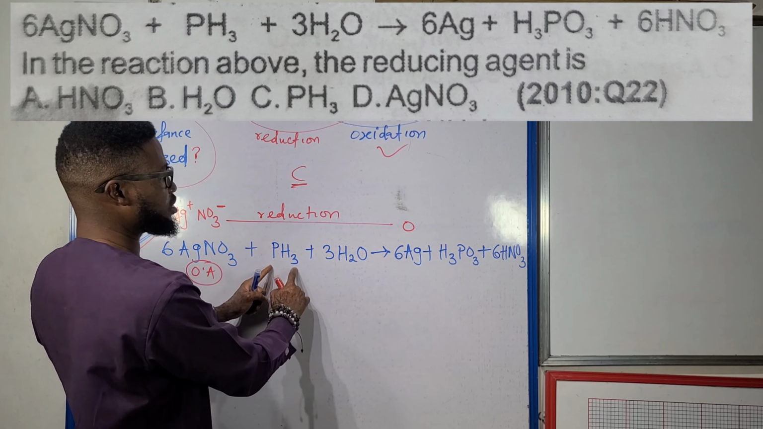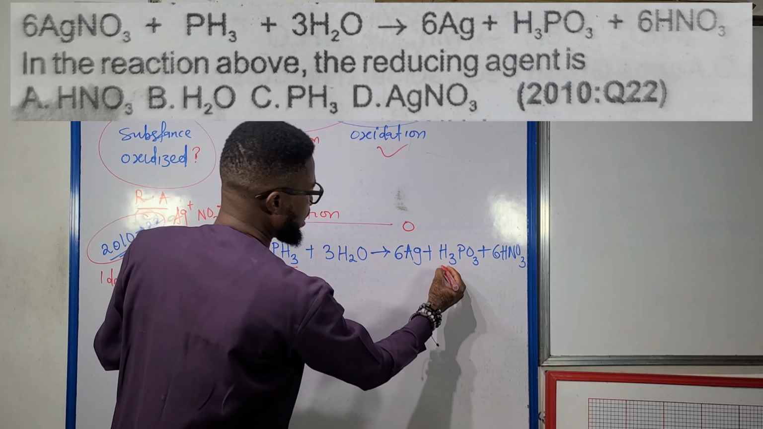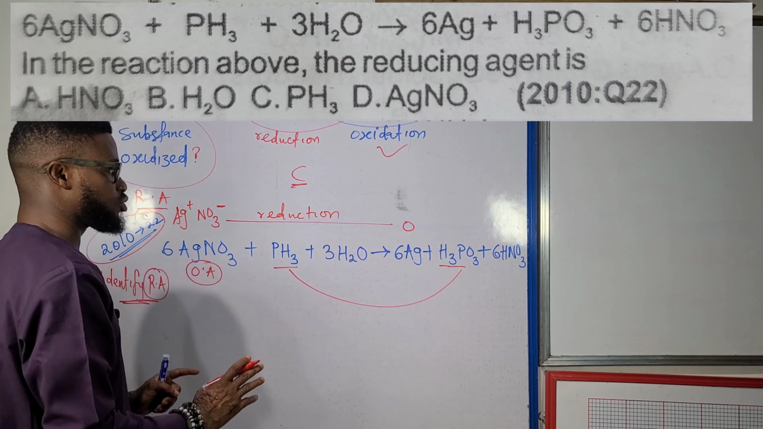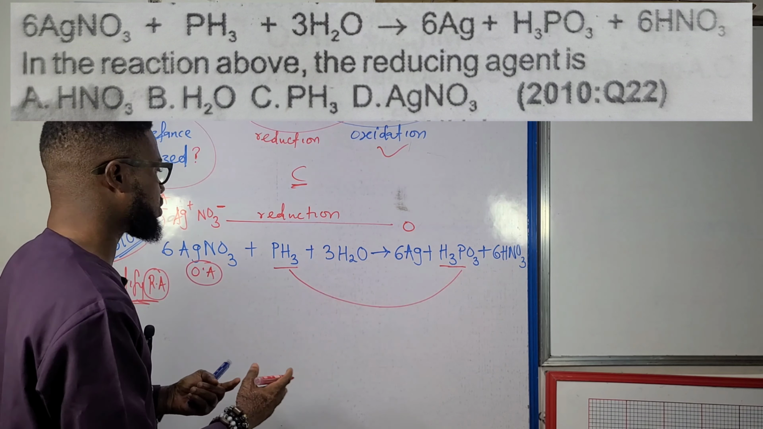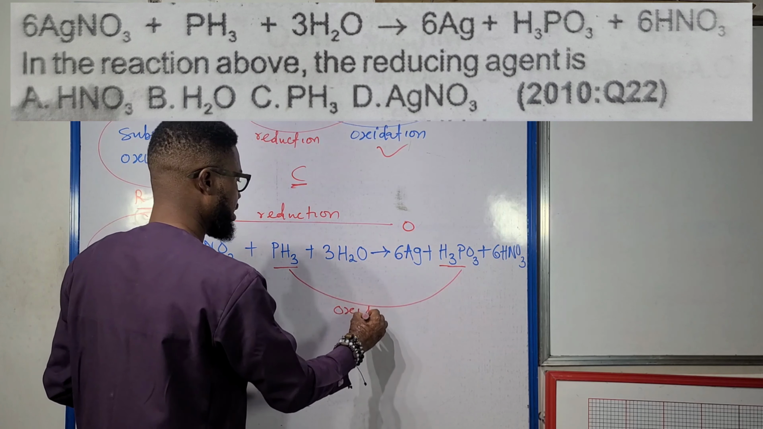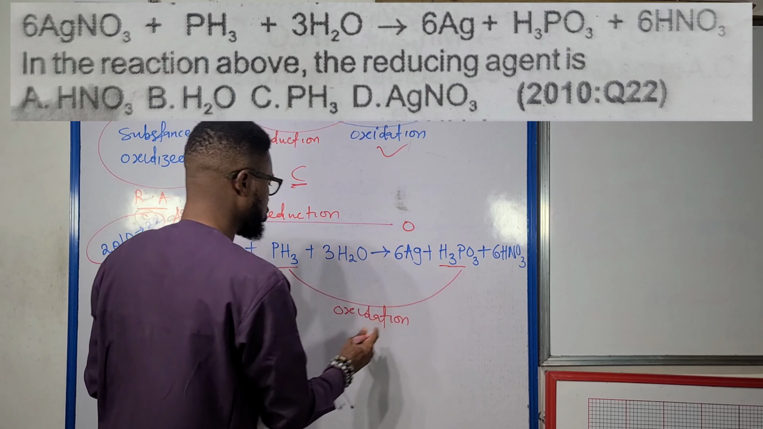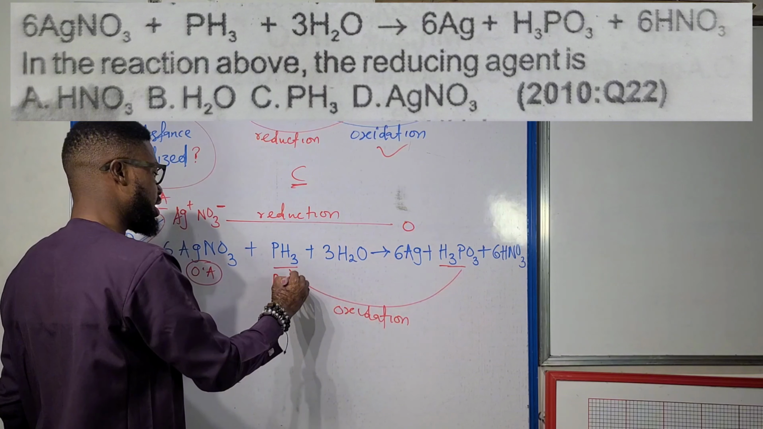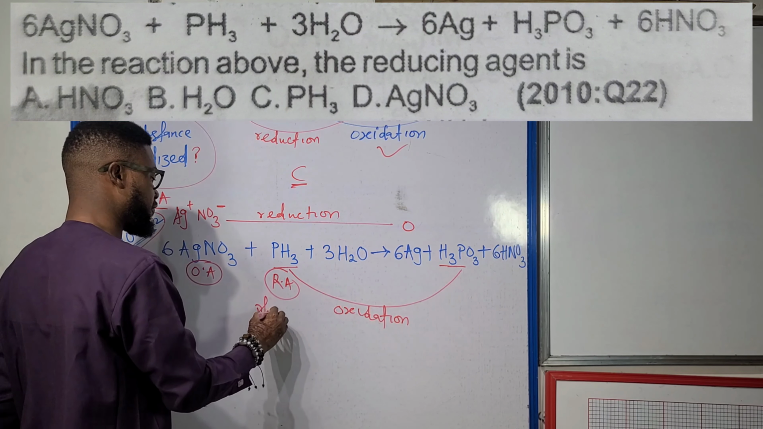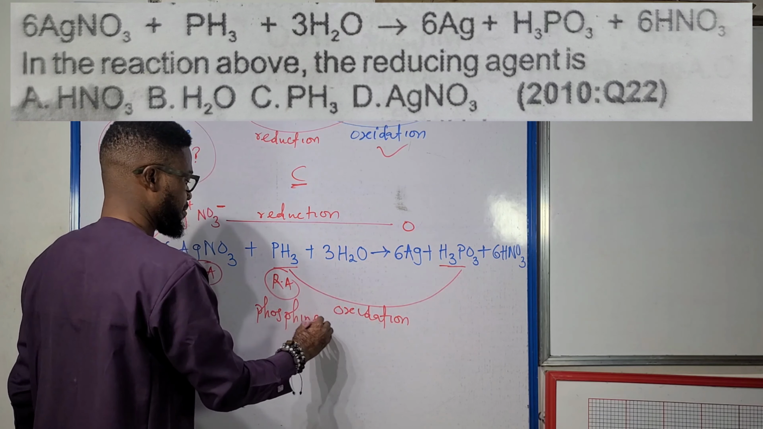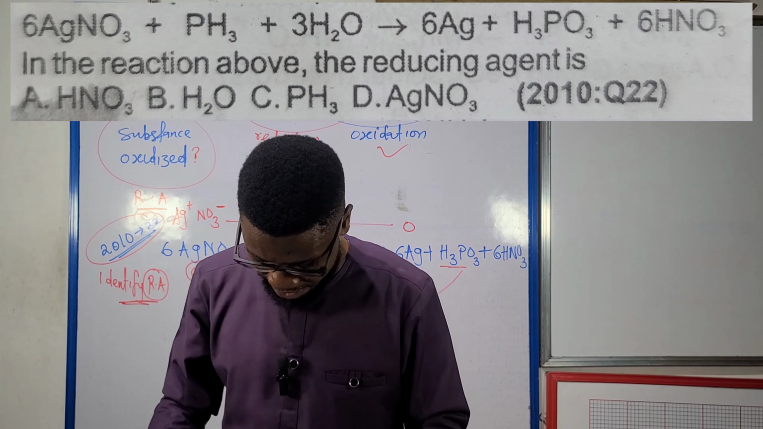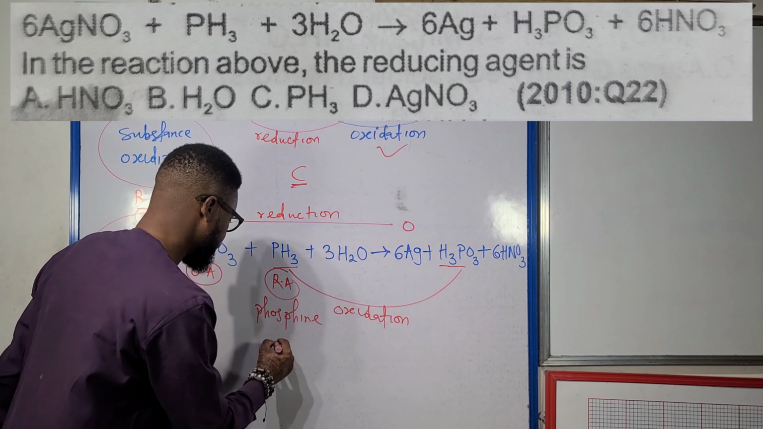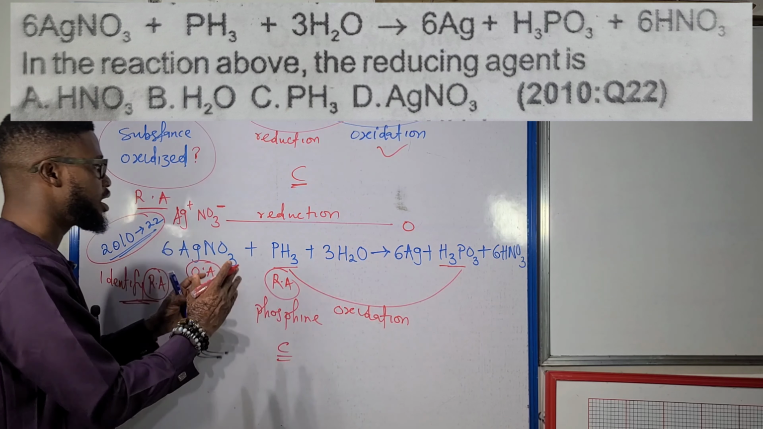This here is PH3. If I look at it, I have H3 and P here. This looks somewhat as though oxygen has been added to this. Addition of oxygen to a substance is actually oxidation. So if this is oxidation, what will undergo oxidation? That is going to be the reducing agent. So my reducing agent here is my phosphine. So looking at the options that I have there, PH3, that is option C. Option C is the correct answer.